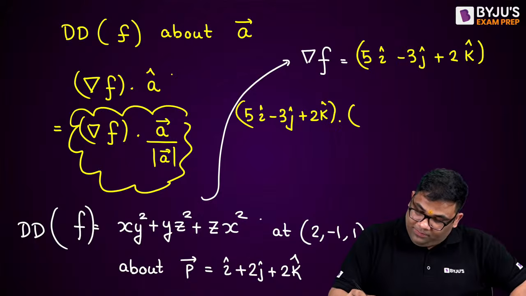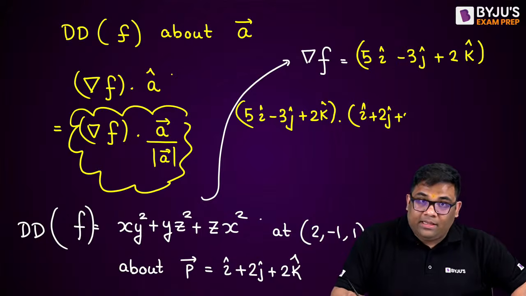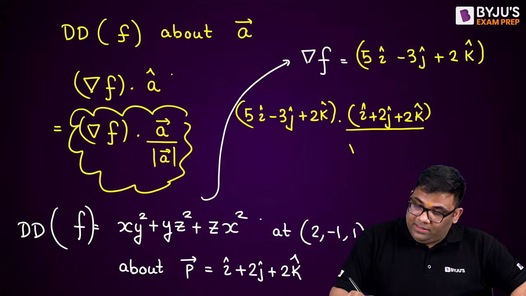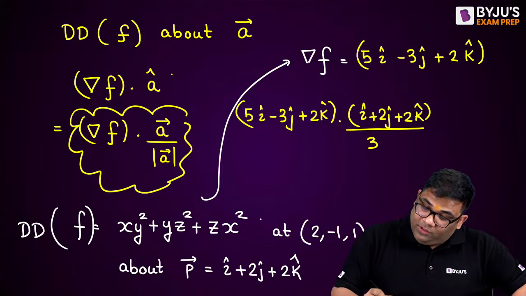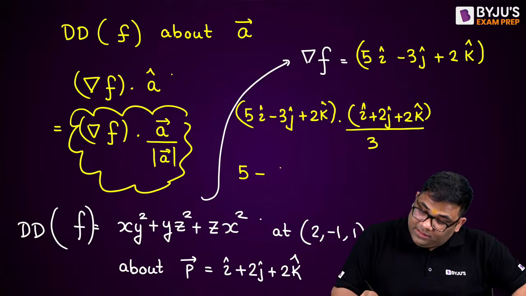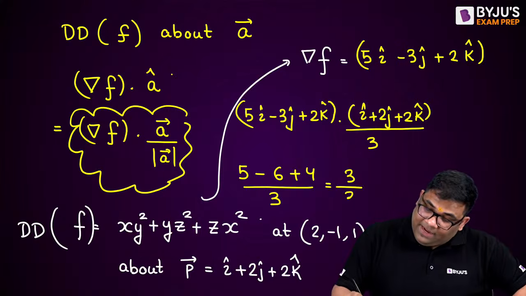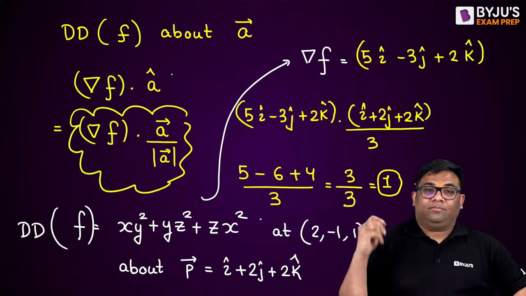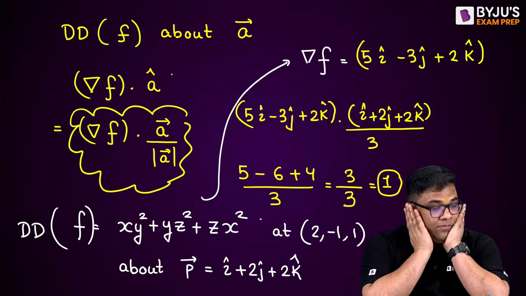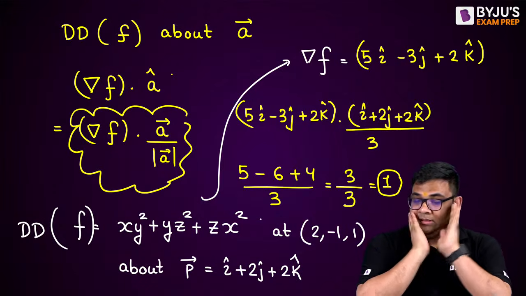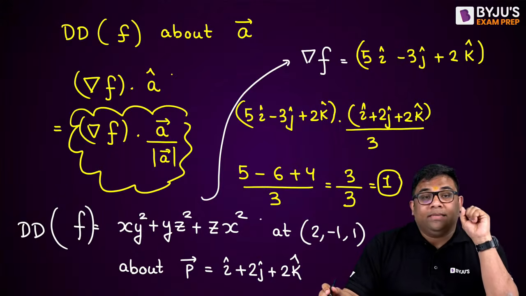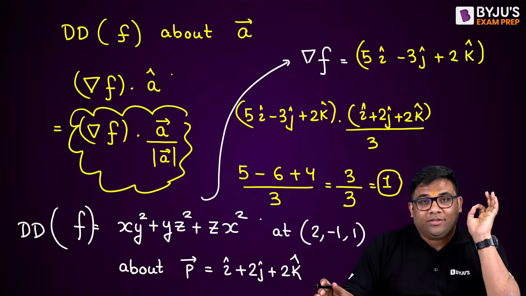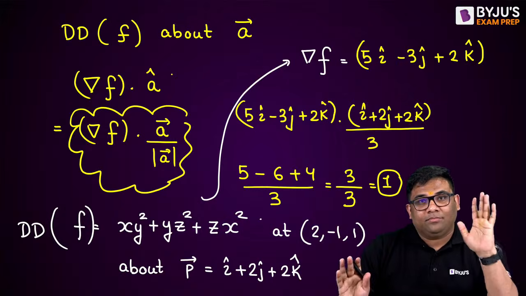I'll take the dot product with this p vector, and then I'll divide by the magnitude, the square root of 1 plus 4 plus 4. The magnitude is 3 actually. So it will be 5 minus 6 plus 4 by 3, that is equal to 3 by 3. I am getting a value of 1. Understood this? See, very systematically you have to do these things. If you do these things systematically, you will be easily able to solve these questions. Okay, directional derivative. Clear?